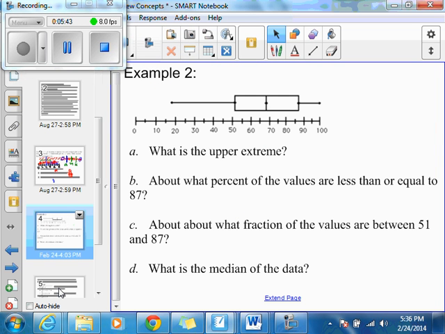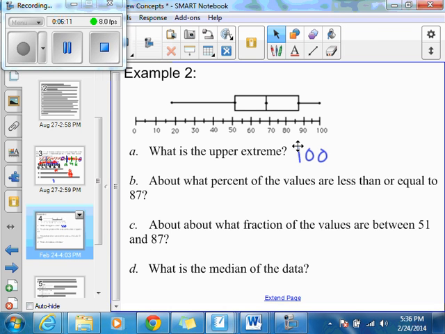Here's another example of a box and whisker plot already made. Take a moment, see if you can go through and answer these questions. So the first question asks, what's the upper extreme? If you said 100, you are correct. 100 is the highest number, that's the upper extreme.